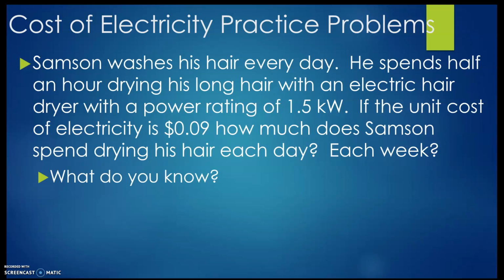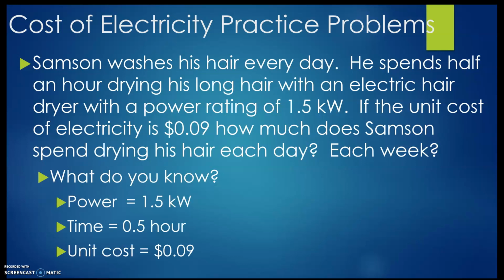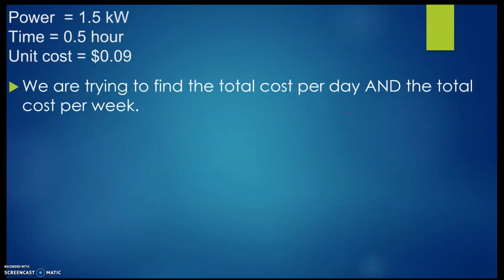The first thing we always want to do is write down what we know, our given information. We know that our power, it tells us right here, is going to be 1.5 kilowatts. It also tells us our time. It says he spends half an hour, so 0.5 hours. And then it tells us our unit cost is 9 cents. We're trying to find the total cost per day, and then we'll find the total cost per week.